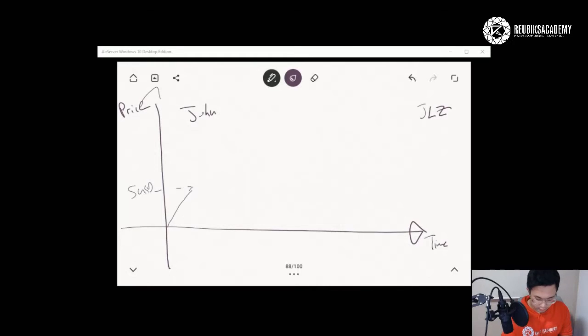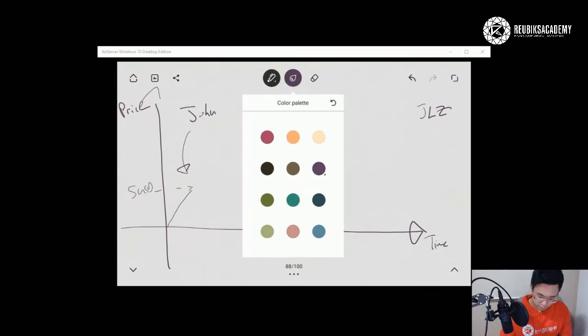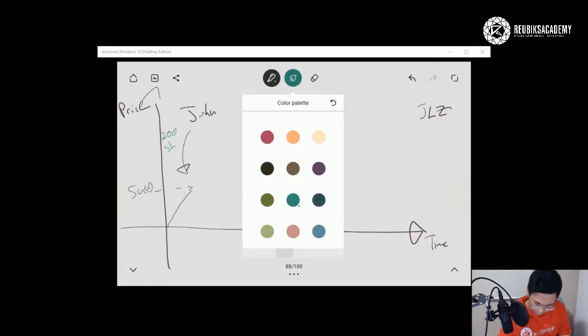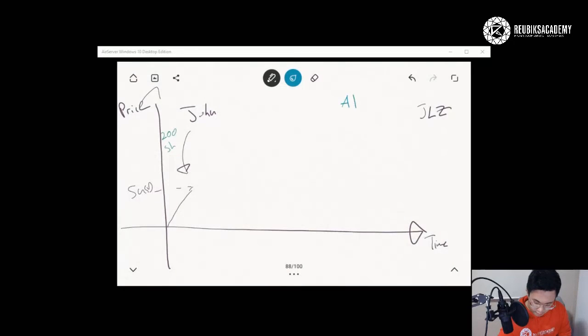At this point, he bought maybe 500 shares, or to make it easy, 200 shares. He bought 200 shares. Now, there's another lady called Alice. Alice wants to short sell this stock, but she doesn't have any shares. What she will do is borrow the shares from John.